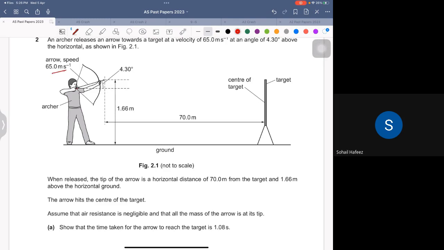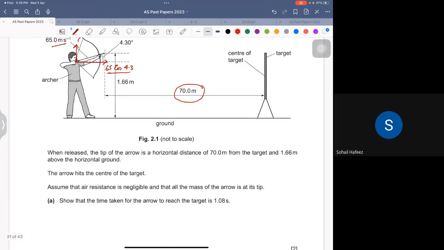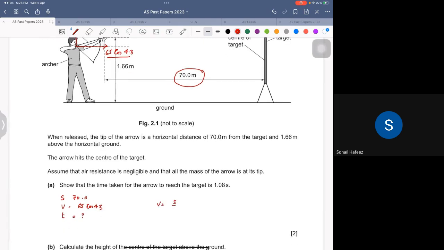So first of all, we're going to make 2 components, one horizontal component and one vertical component. The horizontal component is going to be 65 cosine of 4.3, and the vertical component is going to be 65 sine of 4.3. Because we have the horizontal component and we also have the horizontal distance, we can simply use that, because in horizontal you need only 3 things: displacement, which is 70.0, velocity 65 cosine of 4.3, and time is what we need. So we're going to use velocity is equal to displacement over time.